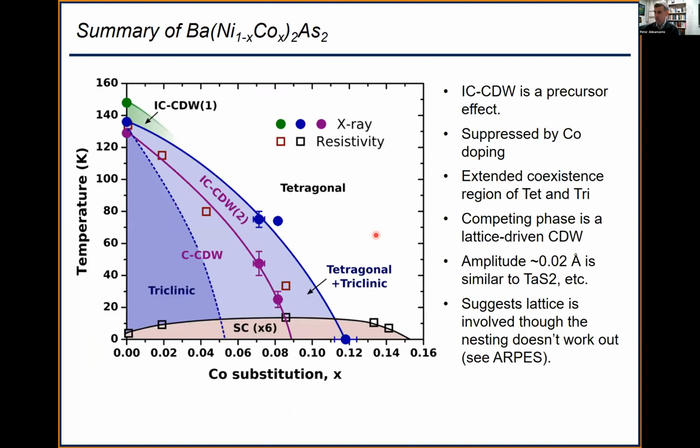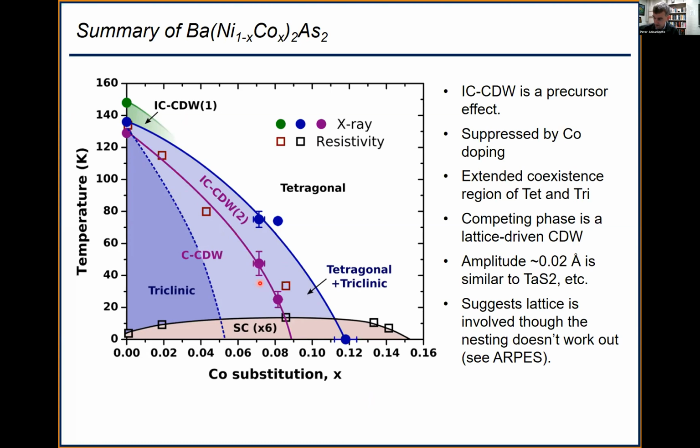Okay, so if you dope with cobalt, this is the phase diagram that you get. Up here at very light doping, there's this incommensurate phase. And then as you dope, everything gets suppressed. The incommensurate phase goes away and all the TCs of everything else disappear.